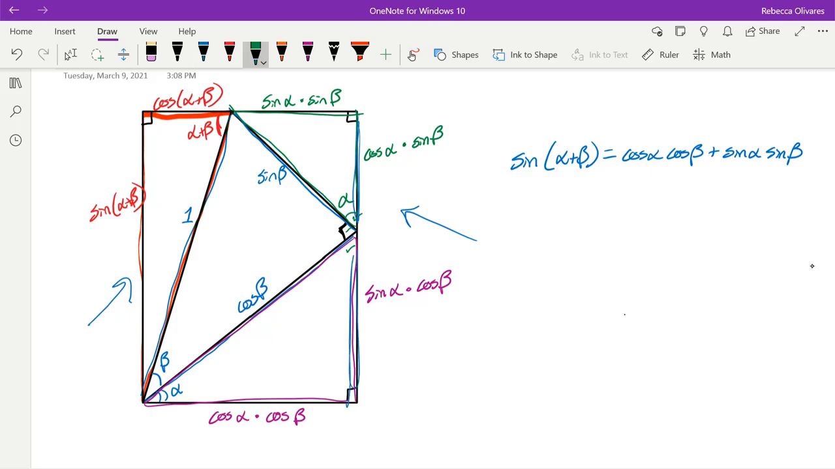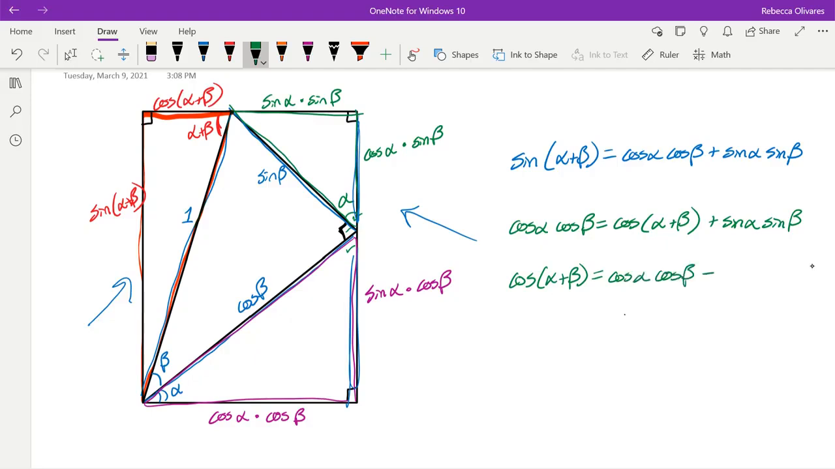Also, if I look at the top and the bottom of the rectangle, I have that the bottom, which says cosine alpha times cosine beta, is equal to the cosine of alpha plus beta plus sine of alpha times sine of beta. Now I'm going to do a little bit of trickery on this one. I'm going to actually subtract the sine alpha sine beta, and I'm going to switch their places. So I'm going to say that the cosine of alpha plus beta, I'm going to put that on the left, and on the right I have then cosine alpha times cosine beta minus sine alpha sine beta.